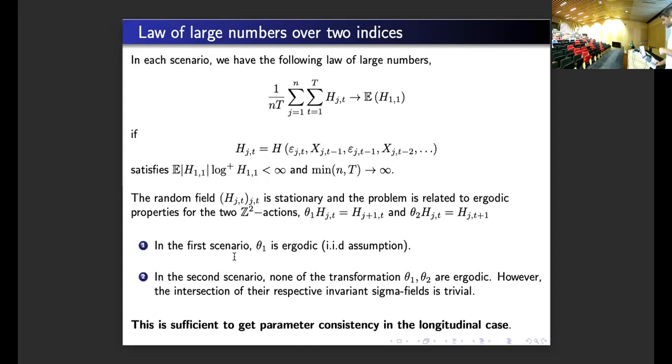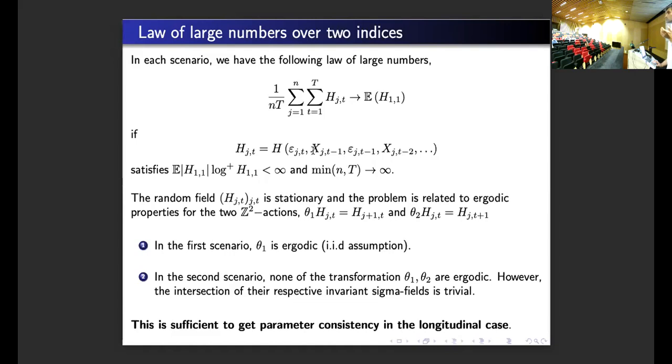In the second scenario, where I separate the contribution of the site and the contribution of the time, none of the transformations, that is the shift over j and the shift over T, are ergodic, but we can still show that the intersection of the corresponding invariant sigma fields with respect to these transformations is also trivial, and then you still get this law of large numbers.